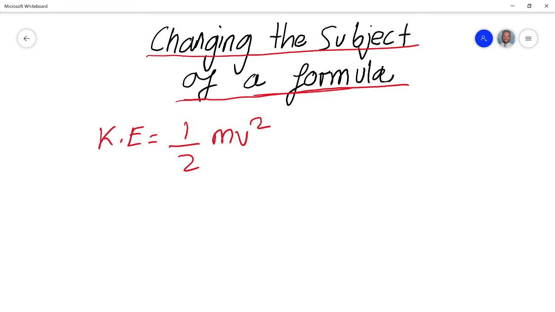Okay, now I want to find m. All right. So I've got my kinetic energy, I've got my velocity, and I now want to find m. How do I make m the subject of the formula?